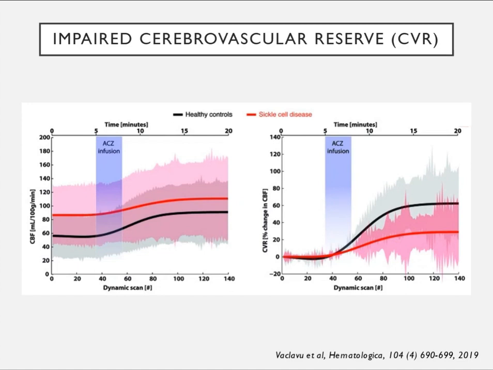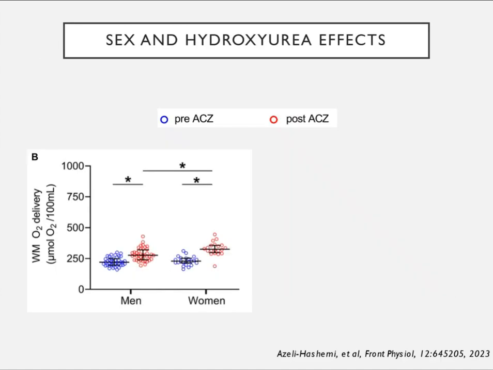The black curve on the left shows the rise in cerebral blood flow by arterial spin labeling in control subjects. The red indicates the corresponding response in sickle cell disease patients. This was data by Lena here in row 3. And you can see that there's a relatively much larger change in the control subjects compared to sickle cell disease patients, indicating a much lower cerebral vascular reserve. Interestingly, there is a sex difference, and women with sickle cell disease have a better cerebral vascular reserve than men.